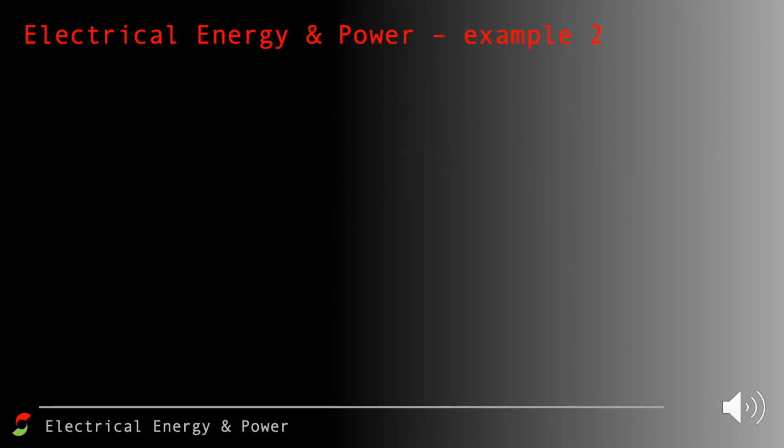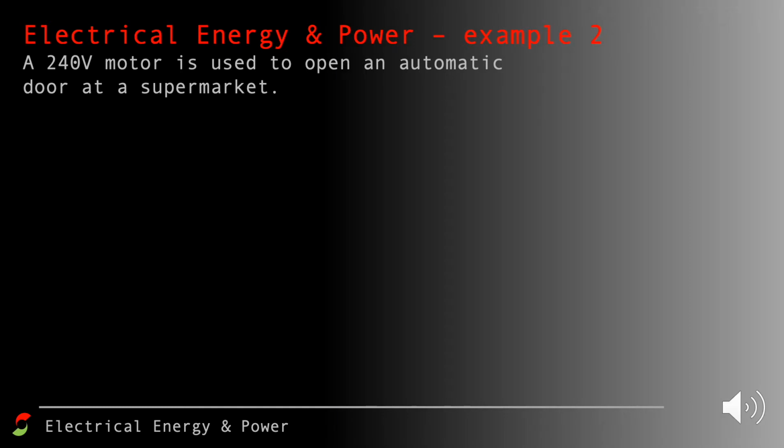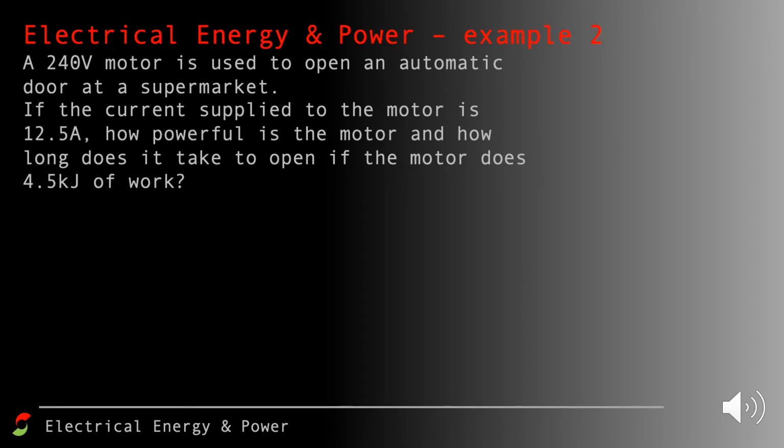Let's have a look at another example where we've got a 240 volt motor being used to open an automatic door at a supermarket, which I'm sure you've all been through. And let's say that the current being delivered is 12.5 amps, and that when it opens the door it does 4,500 joules of work. We're going to calculate the power of the motor and also how long it takes for the door to open if it does 4,500 joules of work.